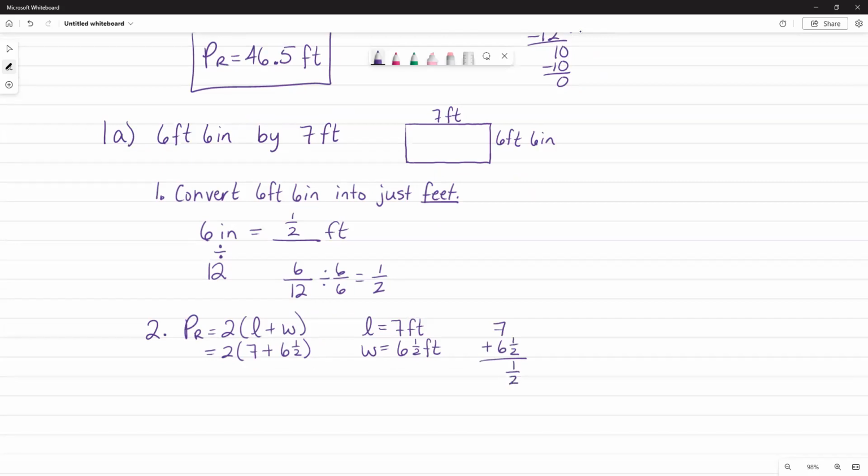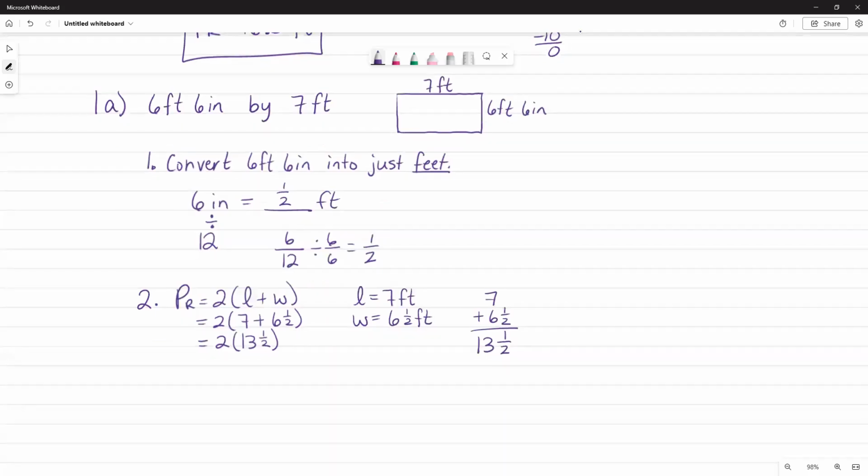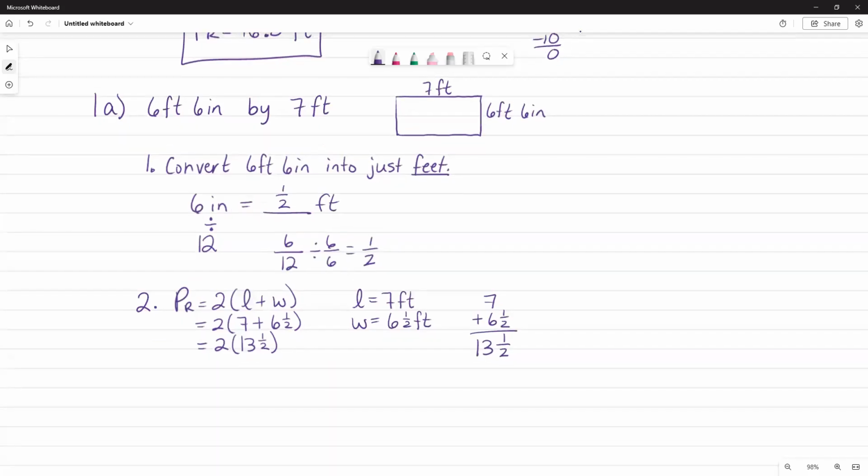That half I just bring right on down, and 7 plus 6 is 13. So this is 2 times 13 1/2. Well, that's okay. I'm just going to do it the long way. Okay, so let's do that part. So that's 2 over 1 times, and I'm going to go ahead and turn the 13 1/2 into an improper fraction. So 2 times 13 is 26, plus 1 is 27 over 2.